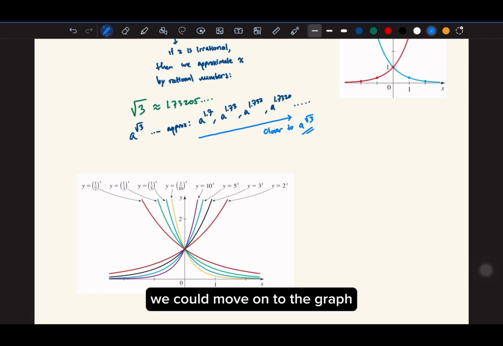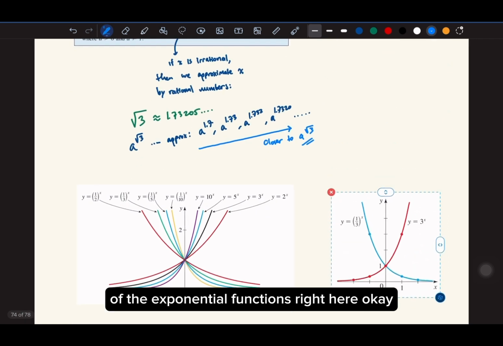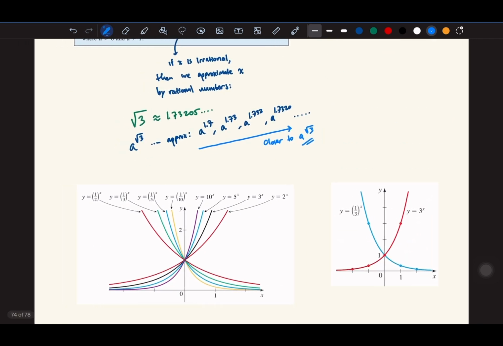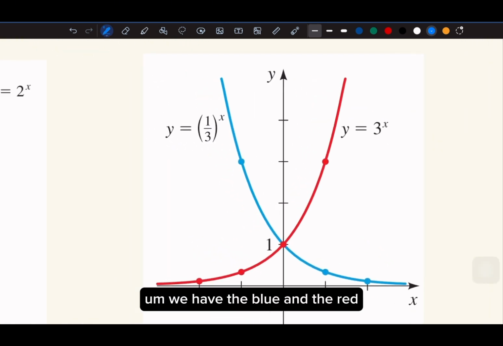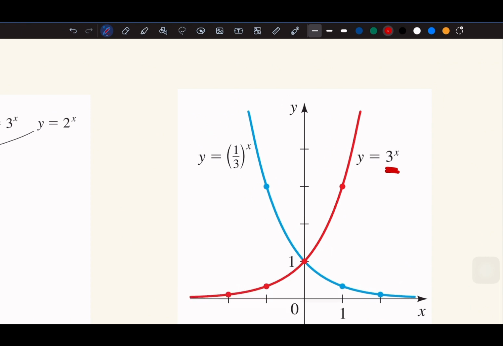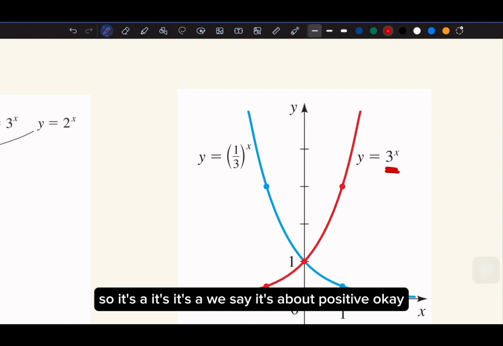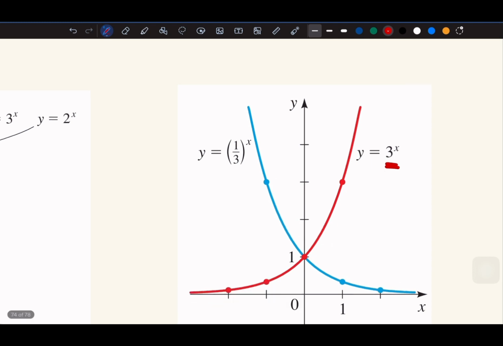We could move on to the graph of the exponential functions. Let me write here. So graph, we can start from here. We have the blue and the red. We can start from the red first. The red one has base 3 with power of x. So a is positive.